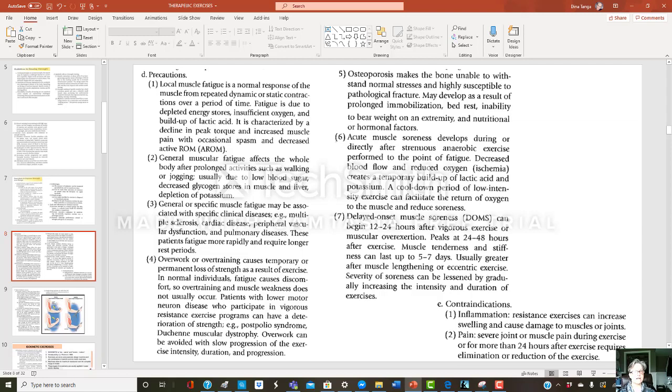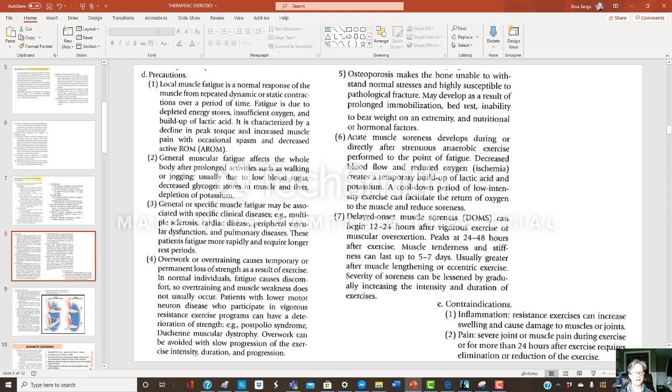General muscle fatigue affects the whole body after prolonged activity such as walking or jogging, usually due to low blood sugar, decreased glycogen stores in the muscle and liver, and depletion of potassium. General or specific muscle fatigue may be associated with specific clinical diseases such as MS, cardiac disease, peripheral vascular dysfunction, and pulmonary diseases. These patients fatigue more rapidly and require longer rest periods.